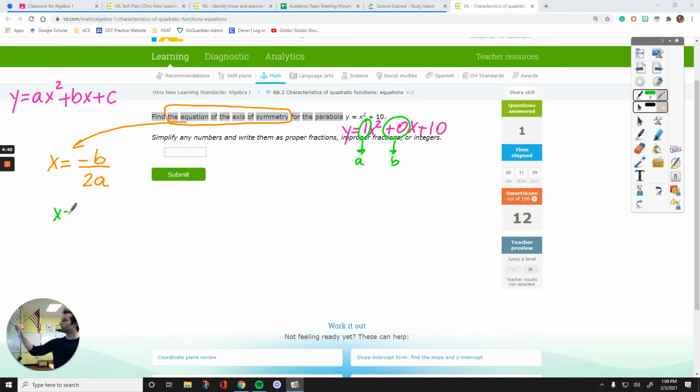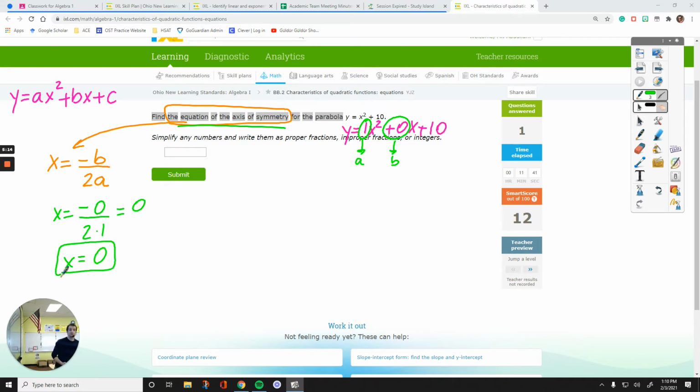To find the equation of the axis of symmetry, here's what I do. I drop down the x. Negative b is negative 0 divided by 2 times a. When you divide 0 by a number, the answer is going to be 0. There's no positive 0 or negative 0 at the high school level, so it's just 0. So basically, drop down the left, drop down the right, that's your axis of symmetry.